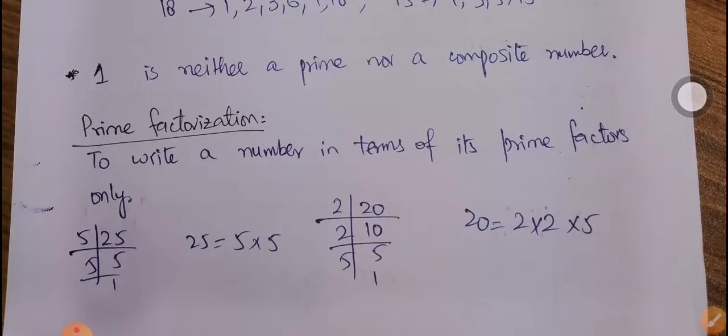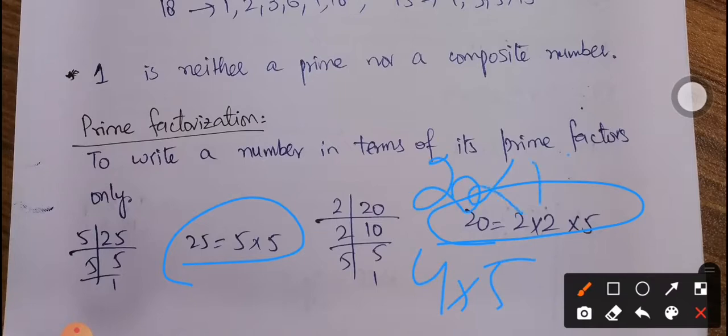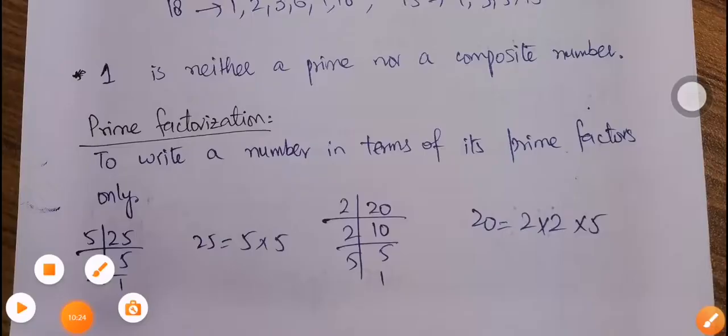Next, we have the definition of prime factorization. Prime means prime numbers, and factorization means to break a number into smaller parts. So, prime factorization means to write a number in terms of its prime factors only, such that if we multiply the prime factors, we will get the corresponding number. For example, the prime factorization of 25 is 5 into 5. The prime factorization of 20 is 2 into 2 into 5. We may write it as 4 into 5, or as 20 into 1, but these are not prime factorizations, because for prime factorization we have to use only prime numbers.